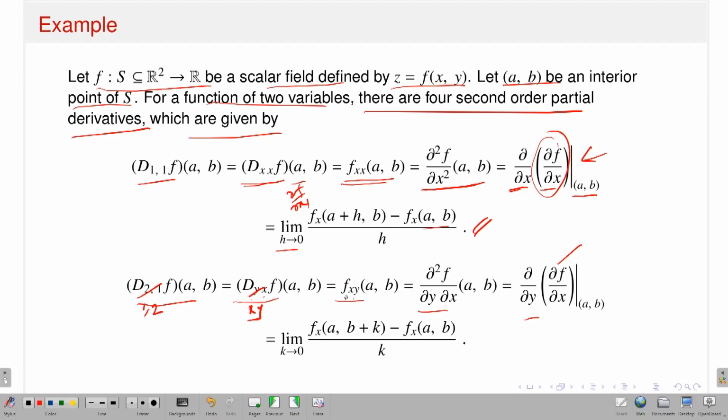Which is very near to f x. So, first perform the partial derivative with respect to x variable and then y. Similarly, here x is near to d, first perform with x and then y. So, this is the best way to understand this symbol. First you perform the partial derivative with respect to x variable and then with respect to y variable. And what is the definition? This is the definition. Limit k approaches 0, del f del x at a comma b plus k minus del f del x at a b divided by k.